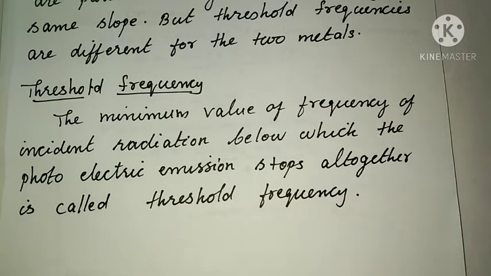Clear? Then the time interval between the incidence of radiation and the emission of electron is very, very small, of the order of 10 raised to minus 9 seconds, that is some nanoseconds, which means that the emission of photoelectrons is instantaneous. It needs very little time. It is an instantaneous process. So these are the points related to the photoelectric emission. Clear?